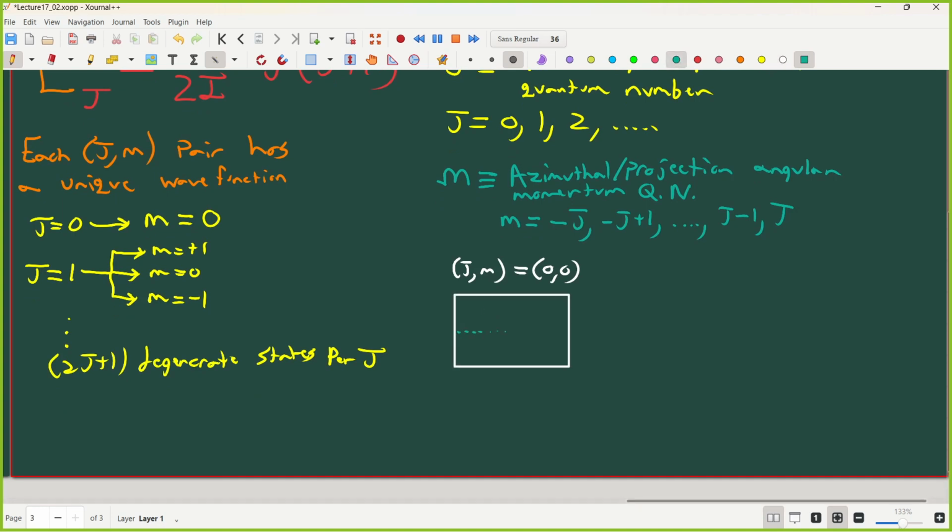So the x-axis will be theta, and the y-axis will be phi. All right, and let me show you what these spherical harmonics look like. So for j equals 0, m equals 0, which is what we call the ground state, right? It's the lowest energy state, j equals 0. It looks like this.